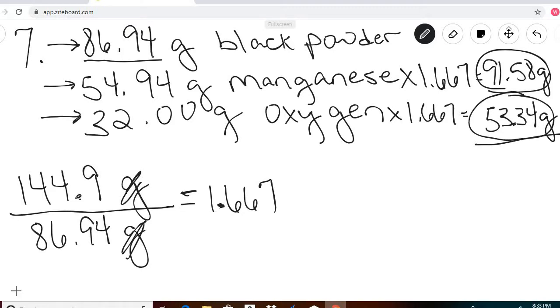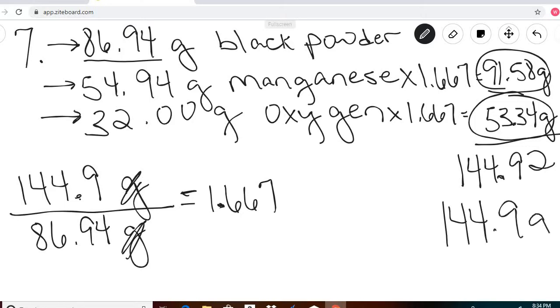And again, you can check to see if your numbers are correct by adding those two together. When you add those two together, you should get 144.9. When I add them together, I get 144.92. And again, because of rounding and significant figures, this will be 144.9 grams, which agrees with the amount that we want to make.